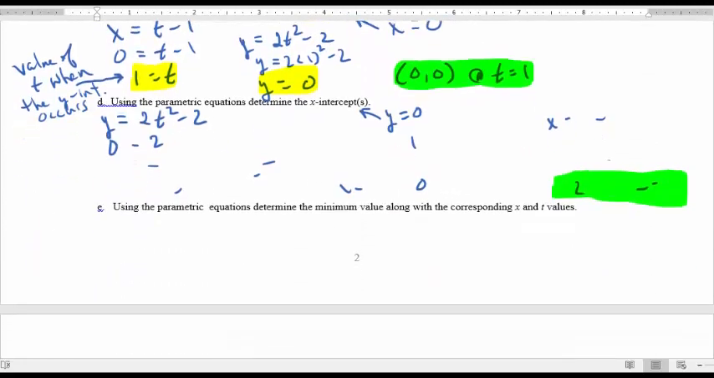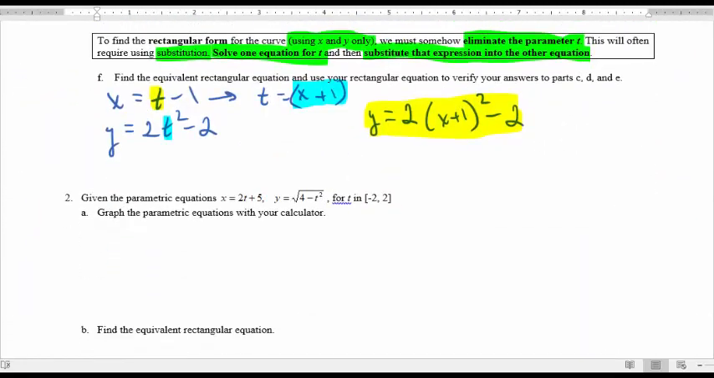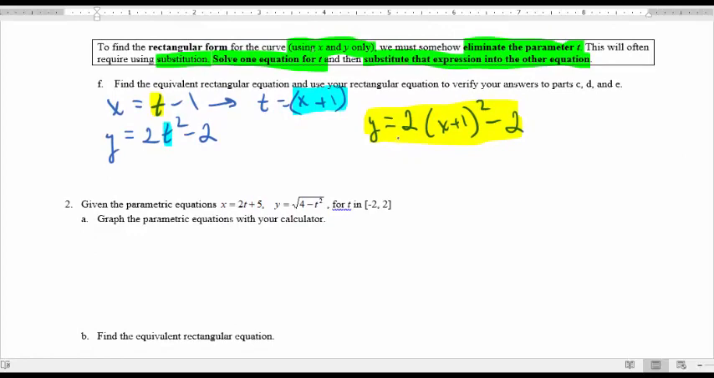So it does make sense that this would be the rectangular form. Now, of course, what you lose is the direction of motion. Because if I went now and graphed this, there would be no motion associated with it as t increases, because there's no t to speak of anymore. So the graph would pretty much be identical, but there would be no motion associated with it.